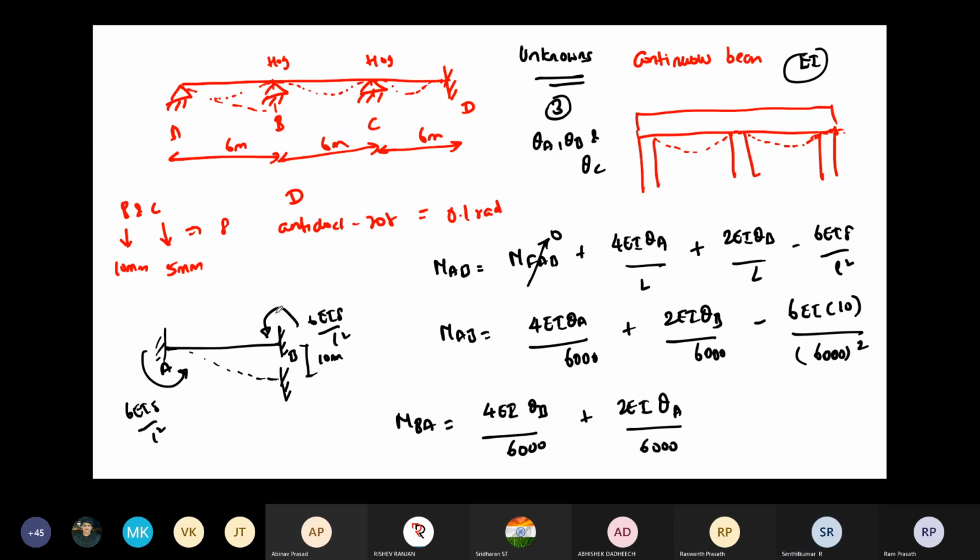Then clockwise or anti-clockwise? 6EI del by L square. Again anti-clockwise, minus 6EI times 10 mm by 6000 square. So MAB is over, MBA is over. Then now, the real challenge is BC.